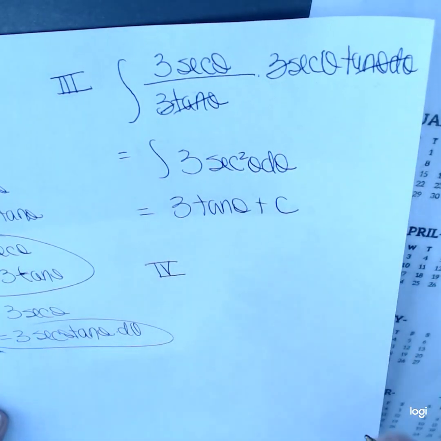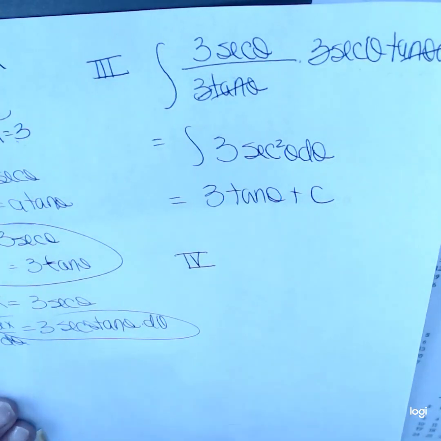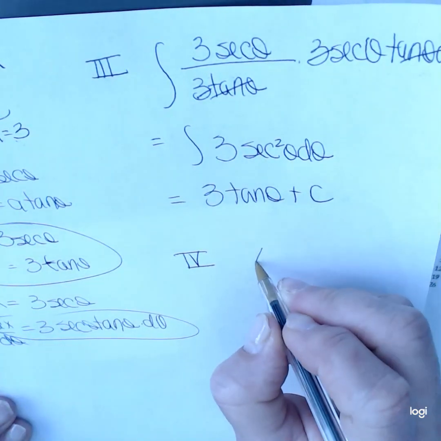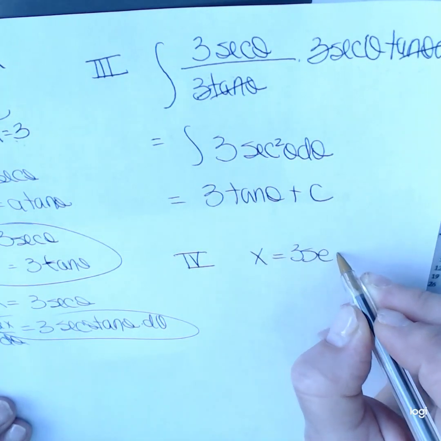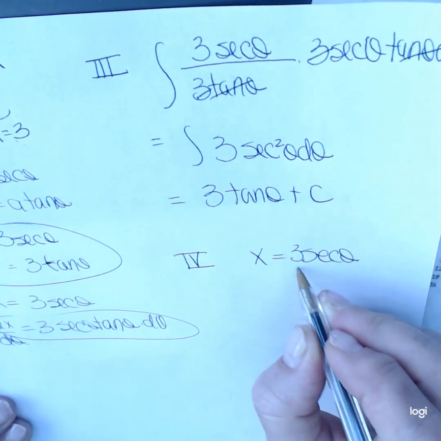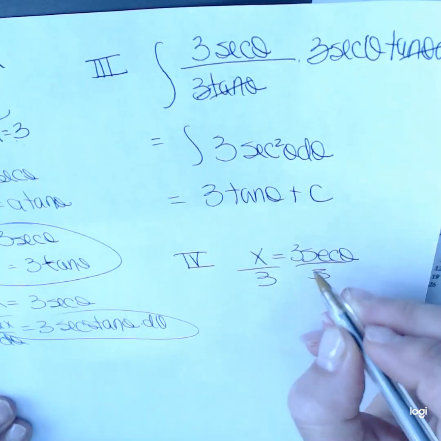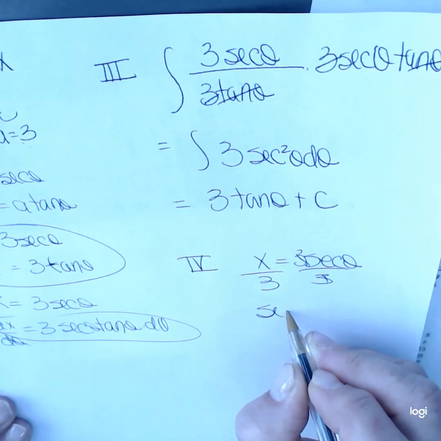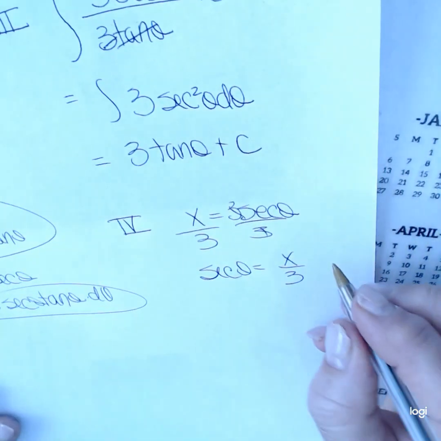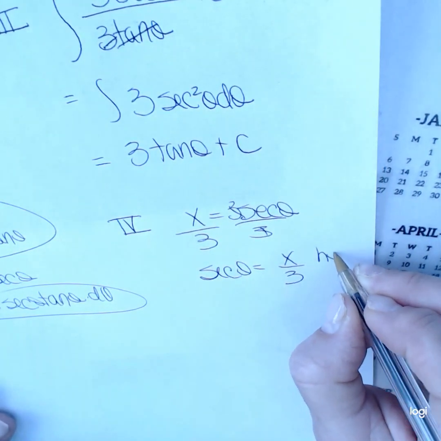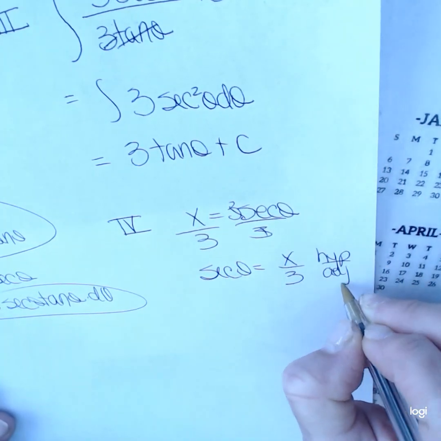Step 4, again, is to do our right triangle technology. And when you're doing this, you always go back to your original substitution, which was that x was equal to 3 secant of theta. Let's go ahead and solve that for secant of theta by dividing both sides by 3. And we get that the secant of theta is equal to x over 3. By definition, this is the hypotenuse over the adjacent.